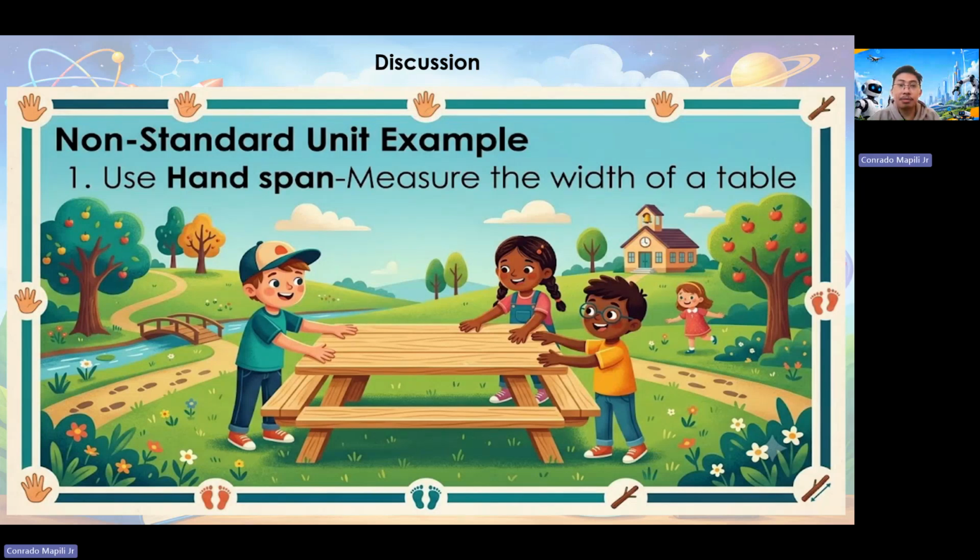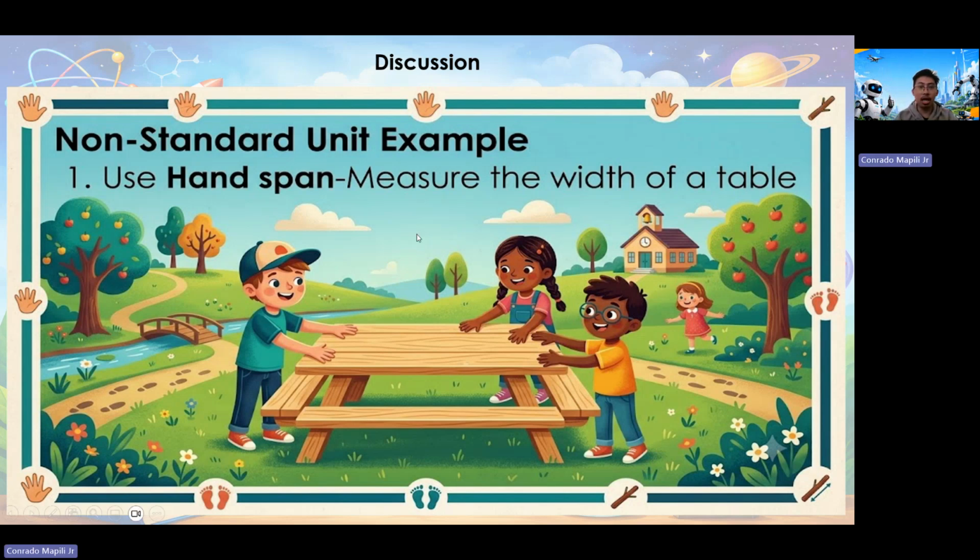We have handspan. If we say handspan, it measures the width of a table. So, handspan, when you spread your hand or your fingers like this, from the thumb to the index finger, you use that to measure. So my cell phone is one handspan.